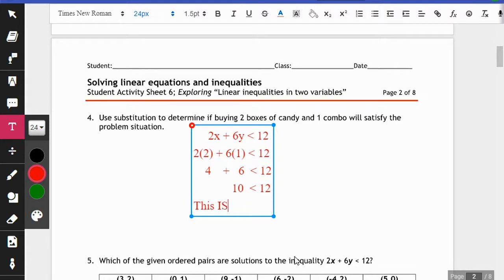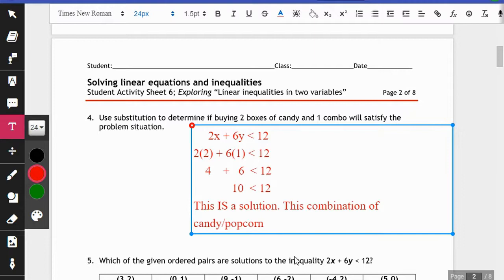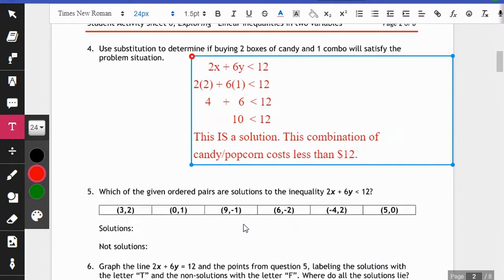This is a solution. This combination of candy and popcorn costs less than $12. That's what we're talking about here.